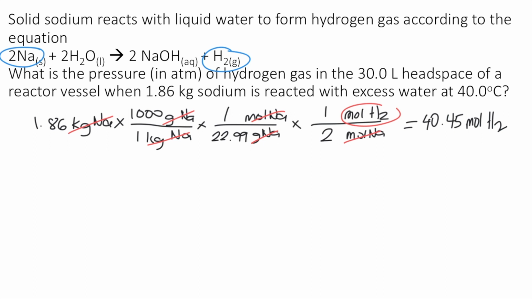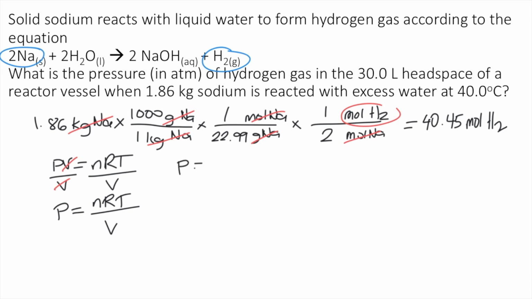Now we move on to the second part, which is using the ideal gas law. So if you can recall, the ideal gas law is given by the equation PV equals nRT. So we are solving for P, or pressure. So what you do is you divide both sides by V, so that V cancels on the left side. So our equation for pressure is nRT over V. Okay? So all we have to do now is to substitute the values. So for n, we have 40.45 moles. For R, we know the value of R.